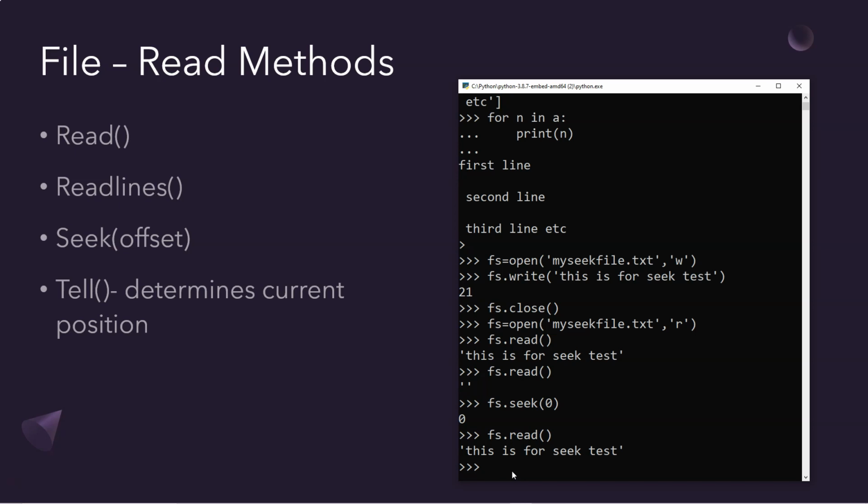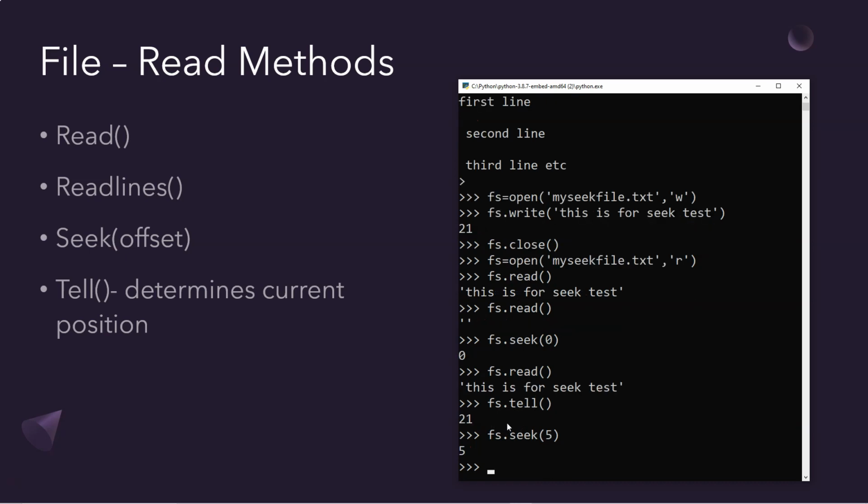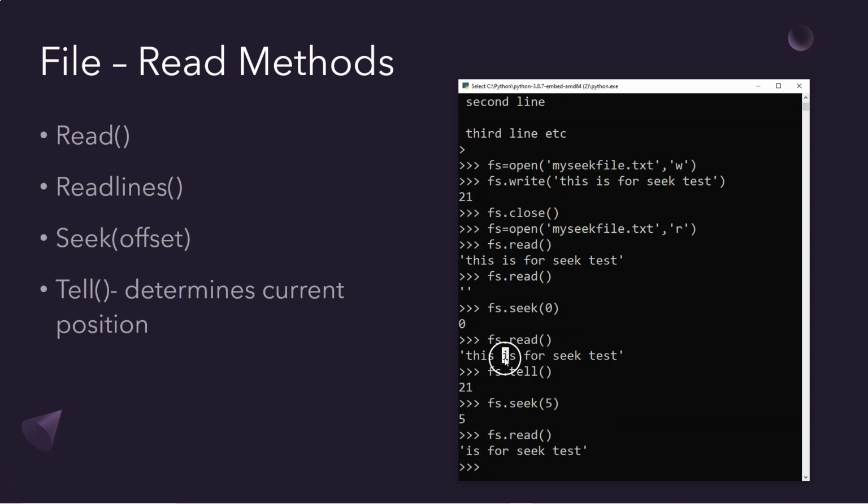And I can use the tell function to see where the pointer is. So in this case, it should be somewhere here. So let's see, fs.tell, it is saying it's the 21st position, right? So let's say I want to start reading from here for now, so I move it to the 5th position, and if I say read, it is reading from this position because we pointed it to here. So this is how we can control the reading cursor by using seek, and also we can know the current position by using the tell function.